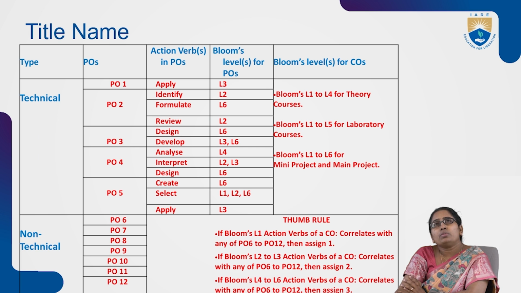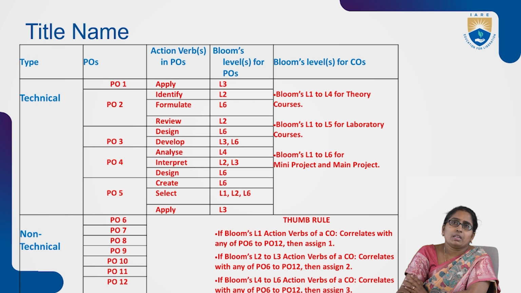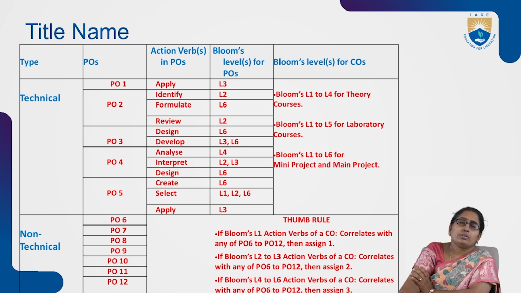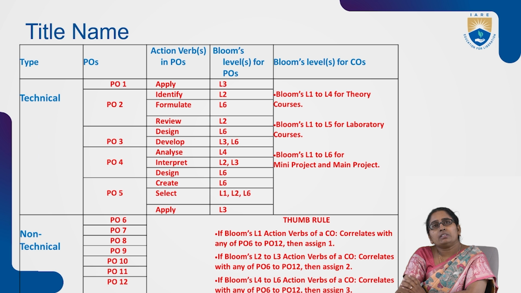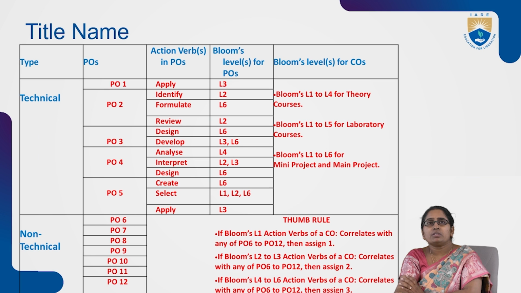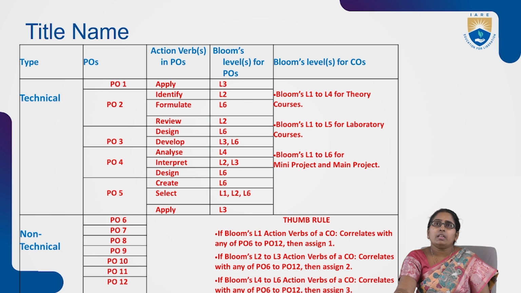Then for COs, Bloom's levels for COs are also mentioned. Bloom's L1 to L4 for theory courses, L1 to L5 for laboratory, and L1 to L6 for mini project and main project. This is about the technical courses. For non-technical courses, generally the POs mapped are PO 6 to PO 12. So there is a thumb rule they are telling for all these non-technical courses, how we can map using which type of action verbs.